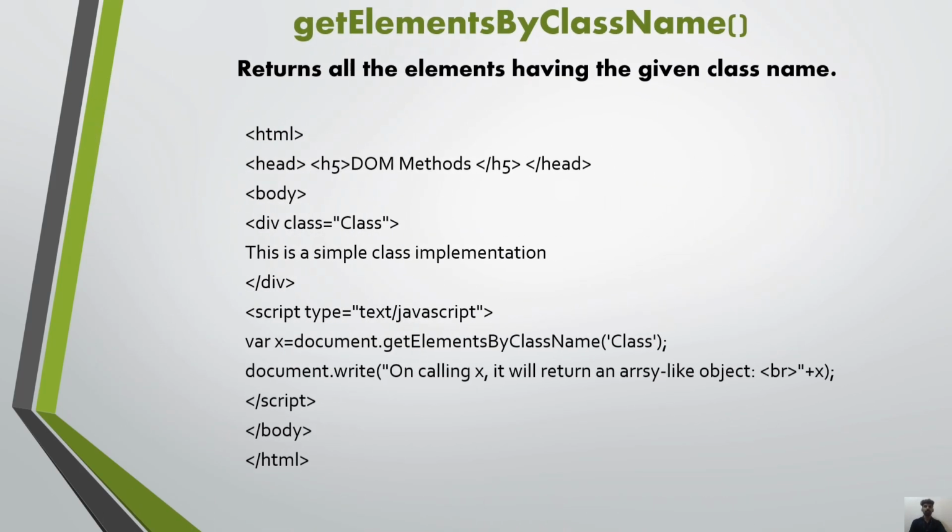Next, getElementsByClassName, to return all the elements having the given class name. Some example for class names. Create an HTML document and a div with class equal to class, and call the scripting where x equal to document.getElementsByClassName class.